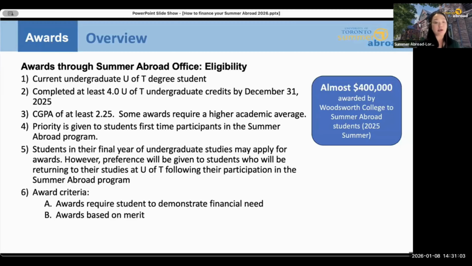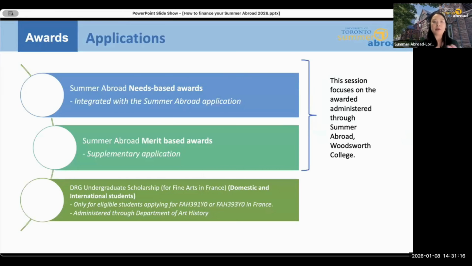Summer abroad awards, for the most part, are given to students who have financial need. So it's usually under criteria A awards, which require students to demonstrate that there is a financial need involved. There is a small, limited amount of funds that would be based on merit alone. So just giving you a visual, the majority of the funds would go to summer abroad needs-based awards. Again, it's integrated as part of the summer abroad application on a portal, which makes everything really easy and smooth. And there is then a supplementary application for those who may be thinking about a merit-based award.